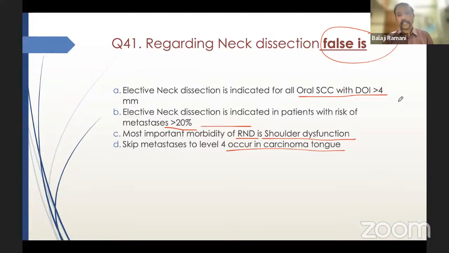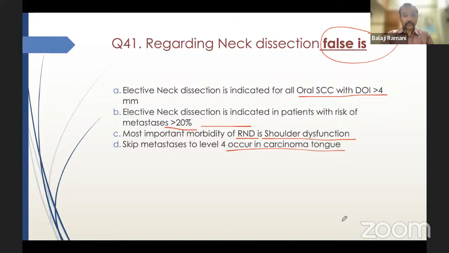Ankit has messaged A. Mohak also says A. Habiba says A. Yes. So what is the correct answer? Why is A wrong? Yes, it is anything with the depth of infiltration more than 3 millimeter, not more than 10 millimeter, not 5, not 10. So any depth of infiltration more than 3 millimeters, you should plan for elective neck dissection.